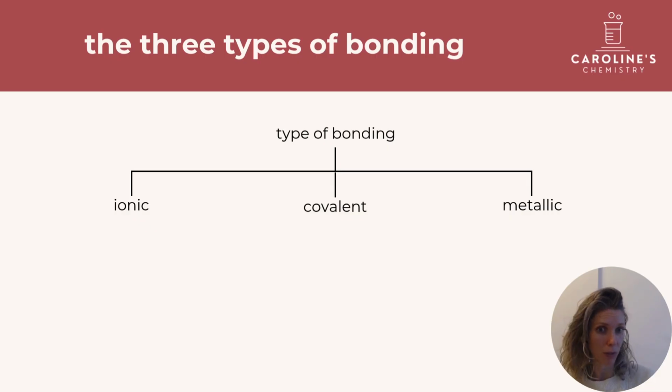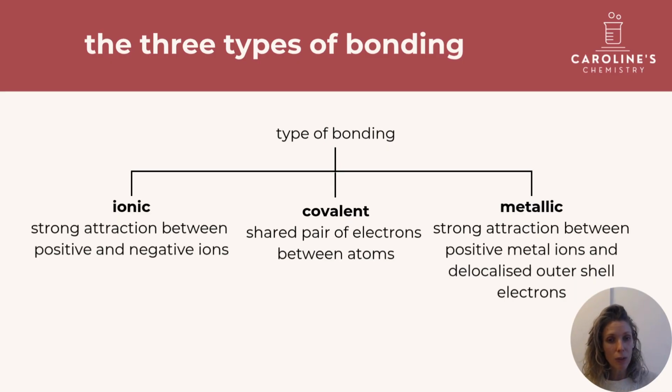So first of all, let's make sure that we know exactly what we mean when we say ionic, covalent, and metallic bonding. So ionic refers to the strong attraction between positive and negative ions. It is not about the transfer of electrons. When electrons are transferred during chemical reactions, we create the ions, and then the strong attraction between those oppositely charged ions, that is the ionic bonding. So, strong attraction between positive and negative ions, that's ionic.